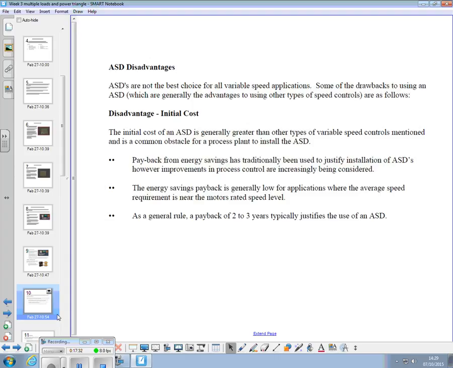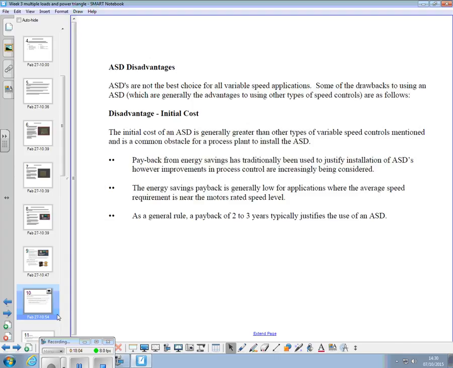ISD disadvantages. Not the best choice for all variable speed applications. Some of the drawbacks to using an ISD, which are generally the advantages to using other types of speed controls, are as follows. First of all, the initial cost. Generally greater than other types of variable speed controls. Common obstacle for a process plant to install the ISD.